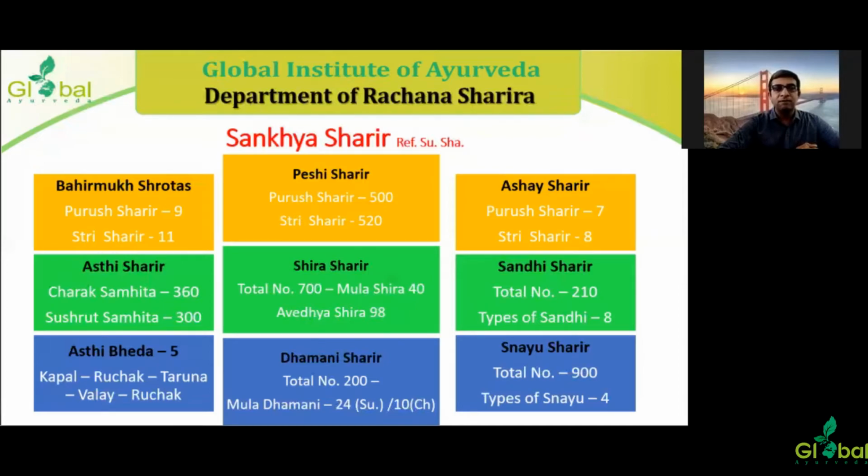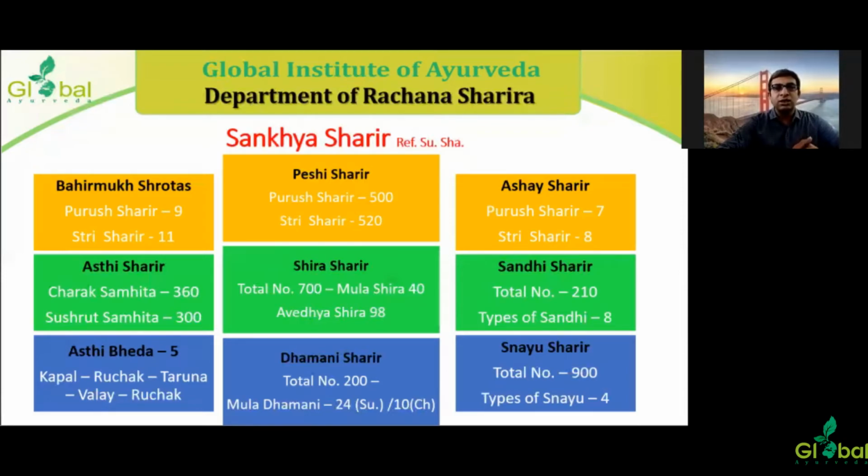Ashaya Sharira. Ashaya means the hollow structures. As per Susruta, there are 7 hollow structures in the male body and 8 hollow structures in the female body. Sandhi Sharira, the number of joints in the human body as per Susruta is 210 joints of bones in the body, and there are 8 different types of sandhi in the body.